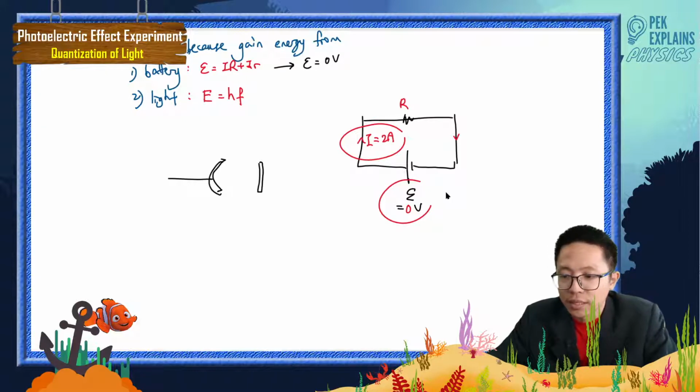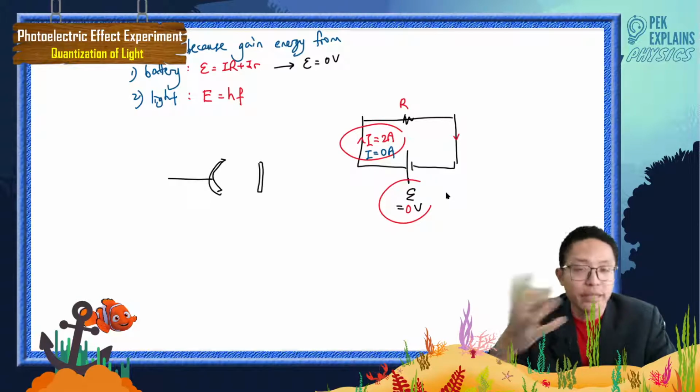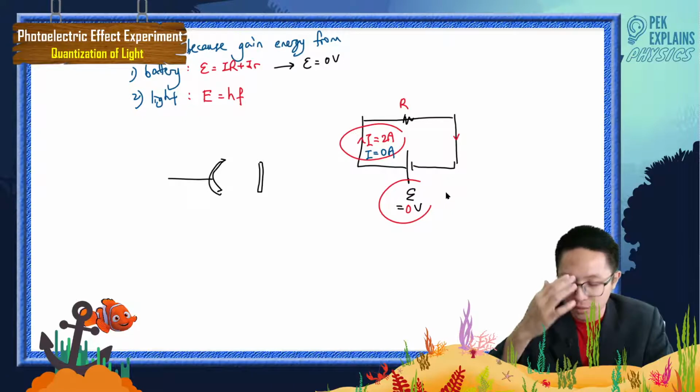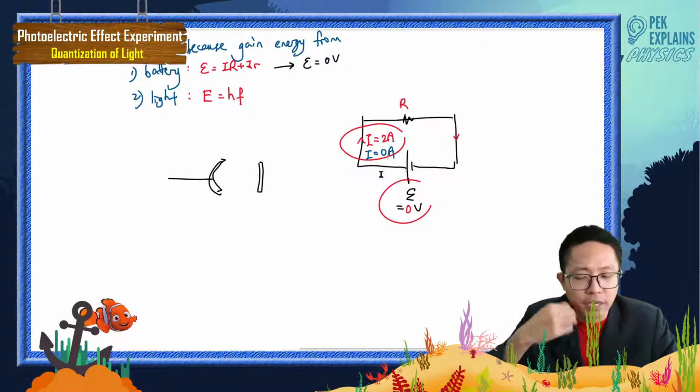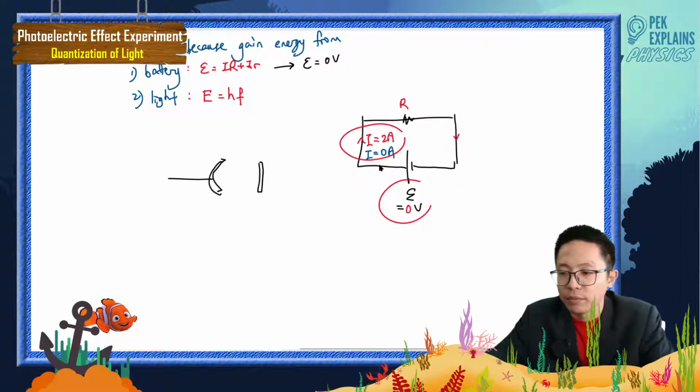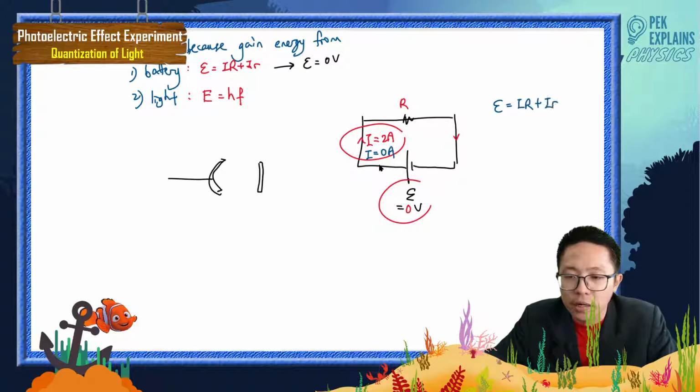It should be that current becomes 0, because the current is the electron flow, actually a flow of positive charge, yeah, but the electron cannot flow anymore because it does not gain energy from the battery. You set 0 volt, so the current should be 0 because we know from this formula, E equal to IR plus IR. If your E is 0 volt, the current will surely get 0.